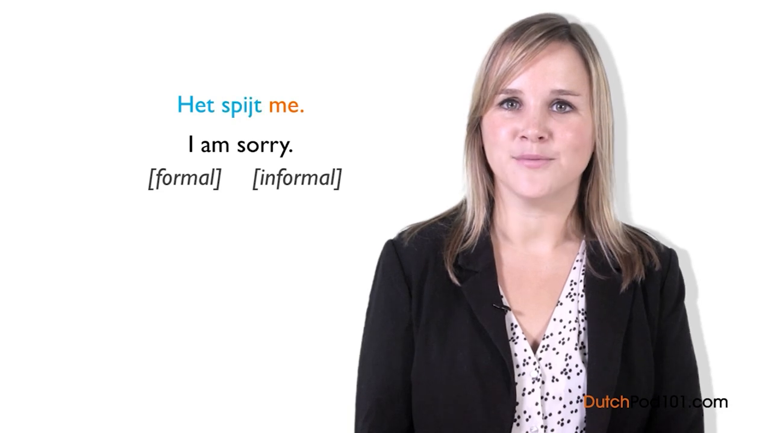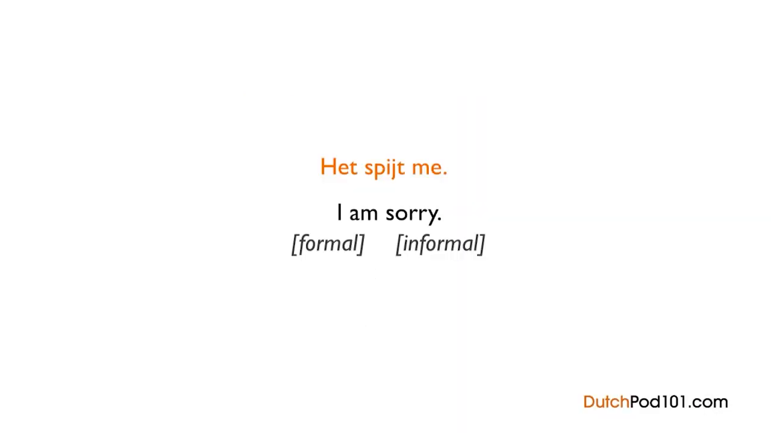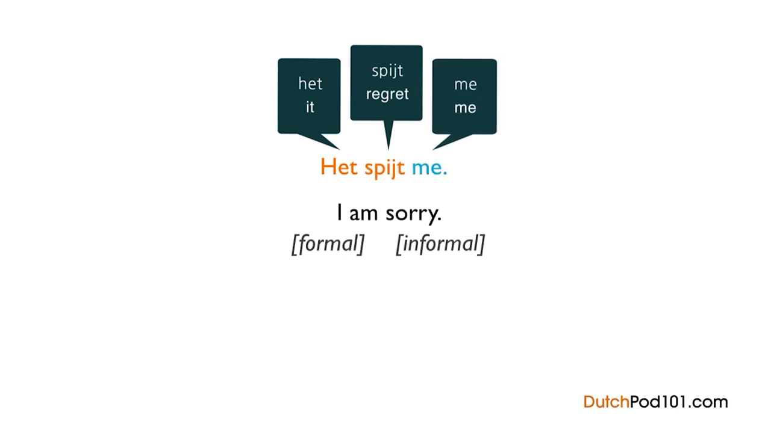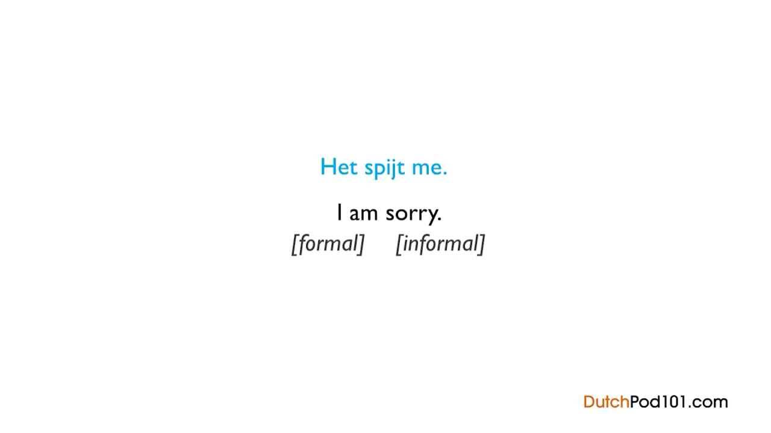Het spijt me. Let's take a closer look at this expression. First, we have het or it. Next, we insert the Dutch word for regret, spijt. Me means me. Het spijt me. Now it's time for Marleen's insights. Please remember that in Holland, if we accidentally bump into someone, we don't say, I'm sorry, het spijt me. Instead, we say, pardon, excuseer, or sorry.